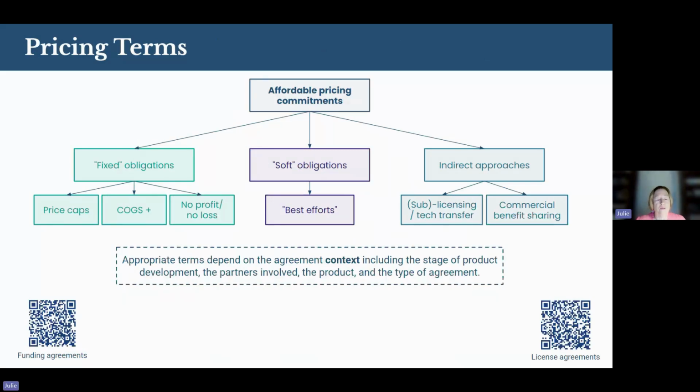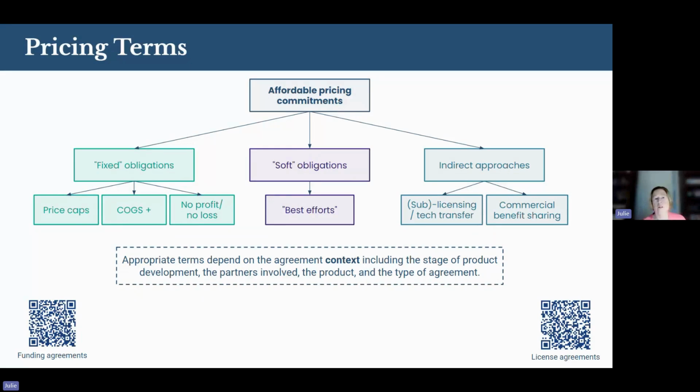Everybody wants to ask about pricing. So starting with pricing terms and affordable pricing commitments. This is a diagram, again, adapted from the toolkit. It will pop up again if you click on that block in the pyramid. There are obviously different types of pricing commitments.